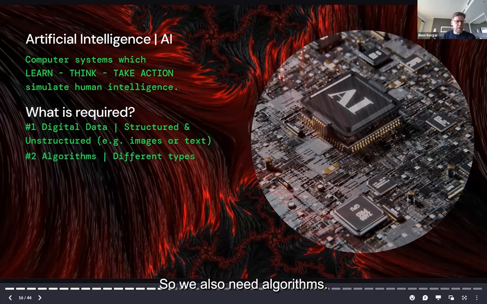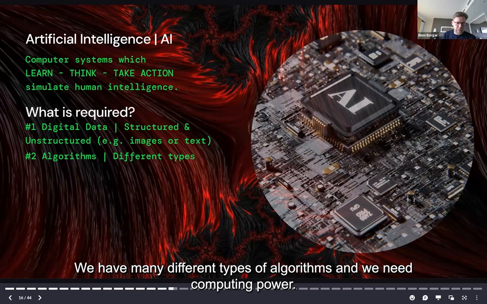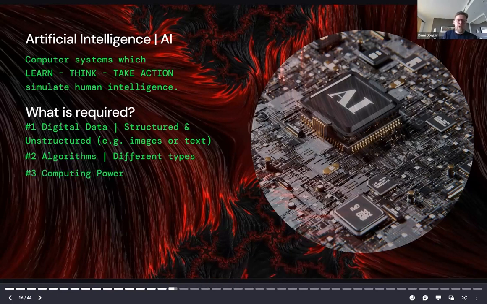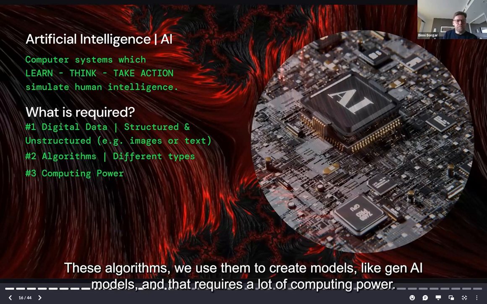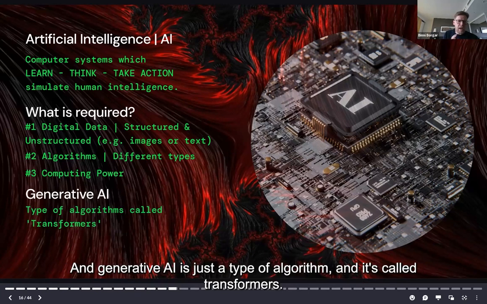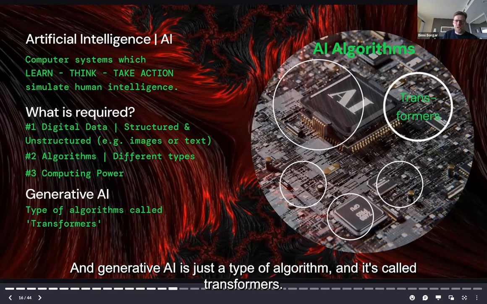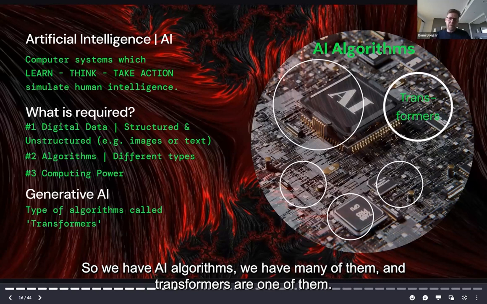So we also need algorithms. We have many different types of algorithms, and we need computing power. These algorithms, we use them to create models like Gen AI models, and that requires a lot of computing power. And generative AI is just a type of algorithm, and it's called transformers. So we have AI algorithms, we have many of them, and transformers are one of them.